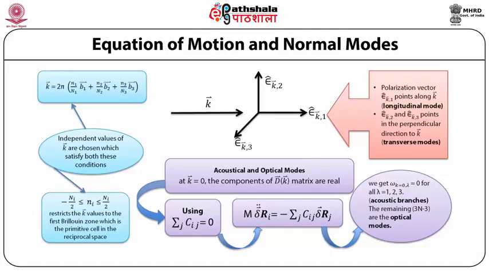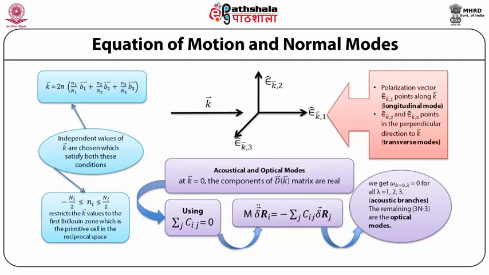You see from here the direction of k is from left to right, and on the right hand side this figure tells you that along k we have epsilon k1. Let us say that this is the x-axis. Then along the y and the z axis you have the other two polarization vectors epsilon k2 and epsilon k3. Now we can say that epsilon k1 is the longitudinal mode because it is going in the direction of k, while epsilon k2 and epsilon k3 are the two transverse modes. So you have now one longitudinal and two transverse modes.